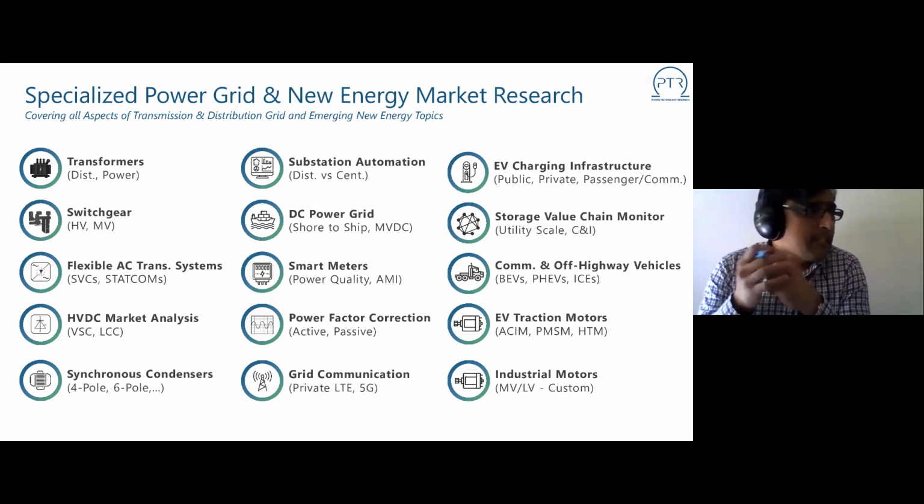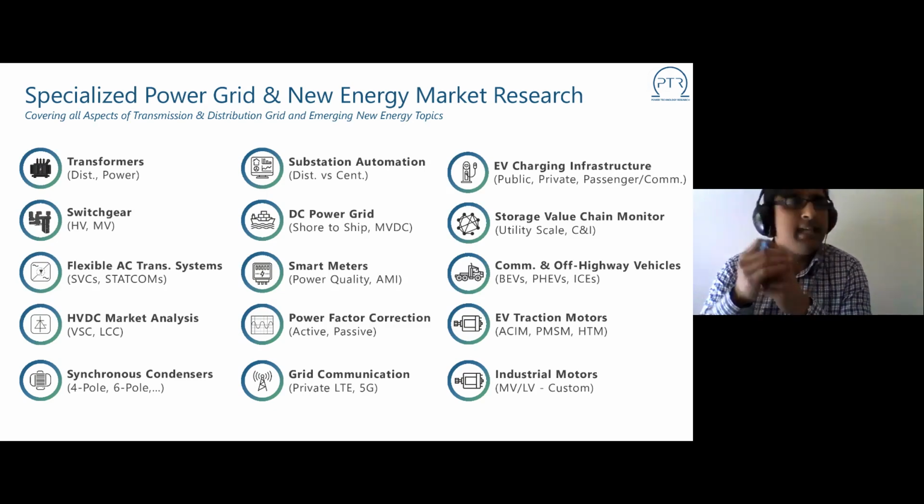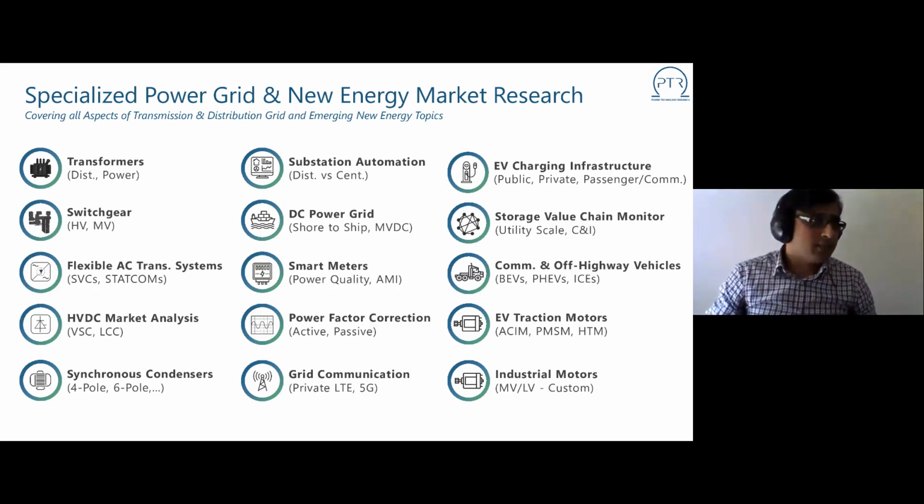And then areas like substation automation, new areas like DC power grids. Within that, shore power or shore to ship power is a new topic that we've started covering. Smart meters, power factor correction, and grid communication. And towards the right-hand side, this is where, let's say, movement is happening as far as the power grid is concerned. EV charging infrastructure is a main topic which definitely interacts with power grid.